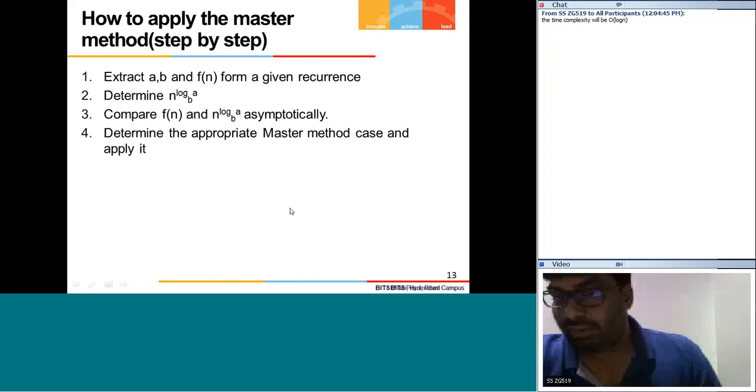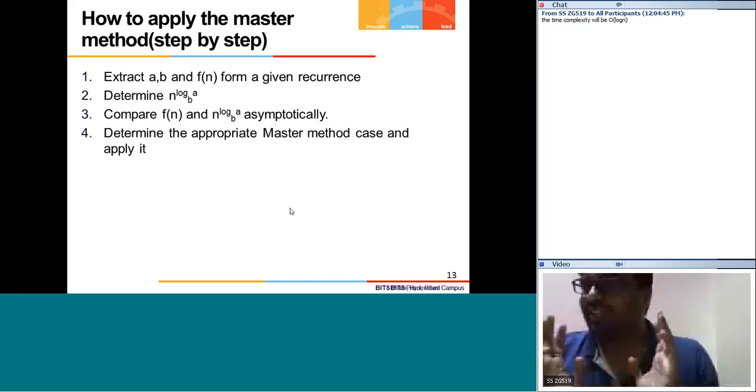So the first step is to extract the a value, b value and f of n value for a given recurrence. After you have extracted each value, what should I do? You are going to substitute and determine n raised to log a to the base b.